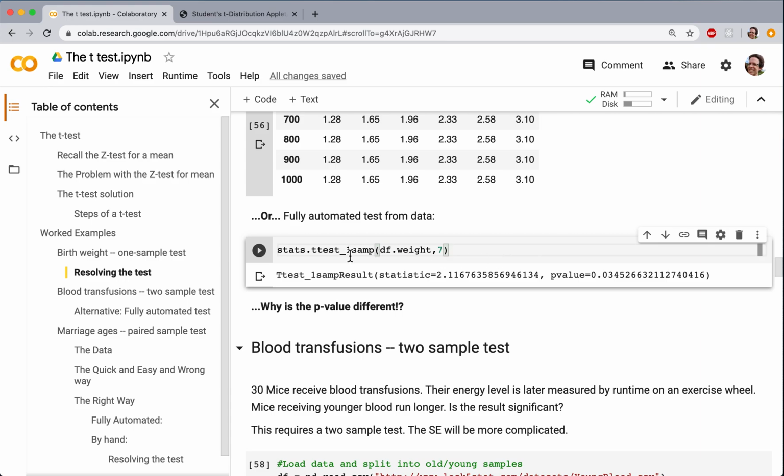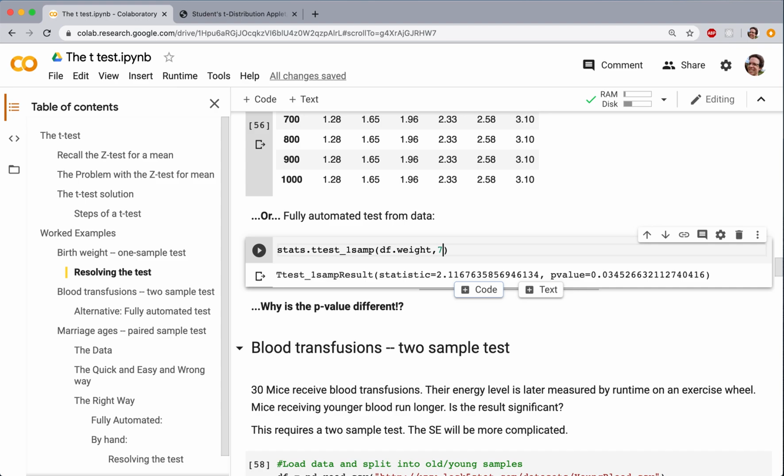So this is not an L here. This may be a little hard to read. This is t-test underscore numeral 1 samp, because this is a one sample t-test. It's one sample because we have only one data series that we're actually analyzing here. So the inputs to this test are the data itself. This is the entire data series of weights itself, not some statistic calculated from it, but the data series itself, and the comparison value that we want to compare it against.